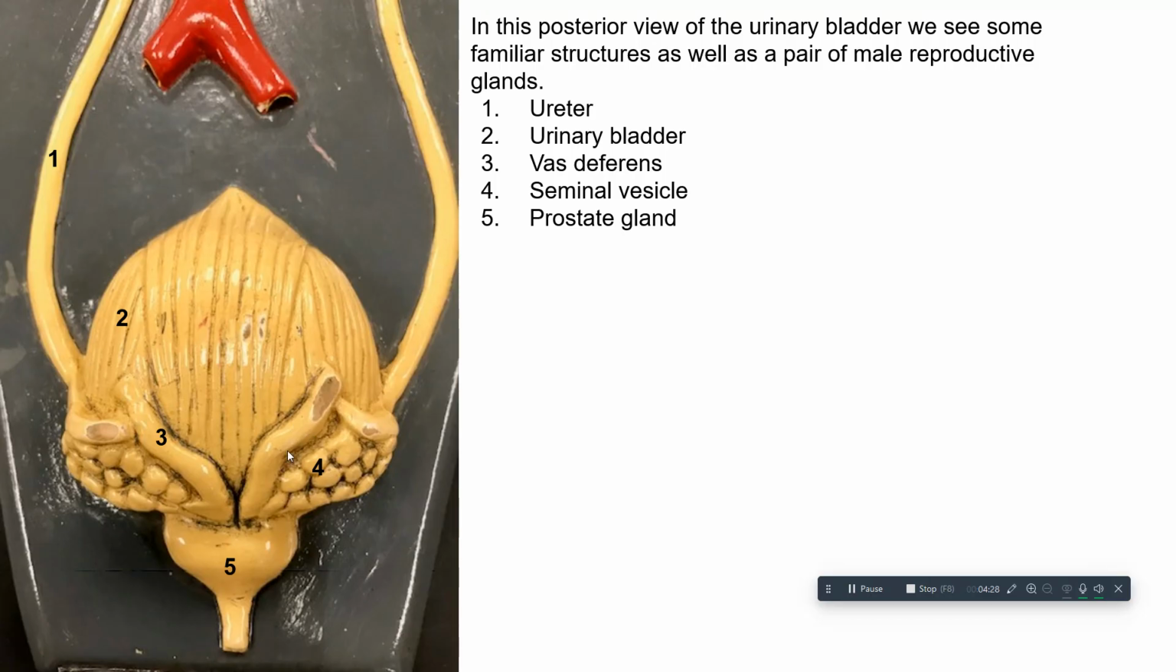Reproductively speaking, the vas deferens carries the testicular fluid and sperm from the testes. Seminal vesicles add seminal fluid. Prostate gland adds prostatic fluid. And the combination of those three things ends up making up the majority of semen.